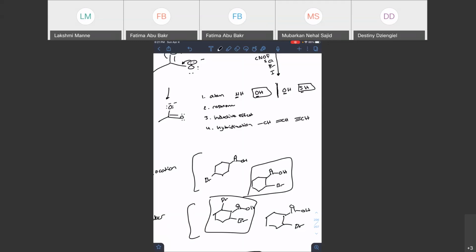And so I think this one is the most acidic, right? So this one would be number 1 in terms of acidity, this would be number 2, and this would be number 3. So this is the strongest acid here. So that's essentially what hybridization is. Okay.